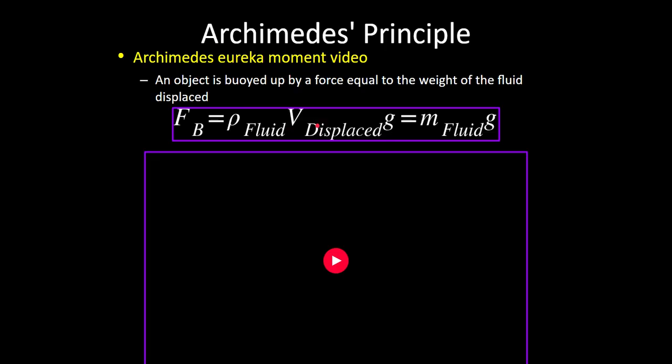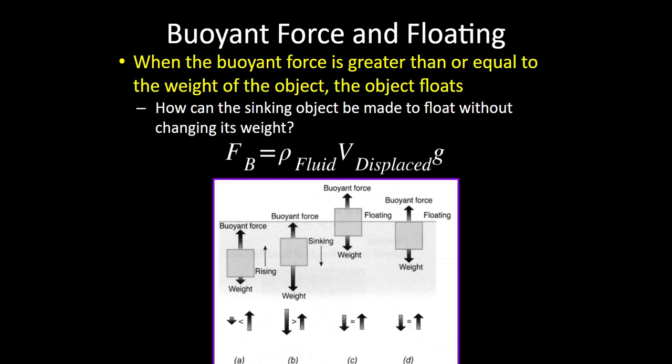Volume displaced. If the object's fully displaced, then the volumes are equal. If it's only half displaced, then it's half the volume times gravity, and that also equals the mass of the fluid displaced. So if you put something in a container and let the displaced water pour out the side, collect it and measure its mass, that's also equal to the buoyant force.